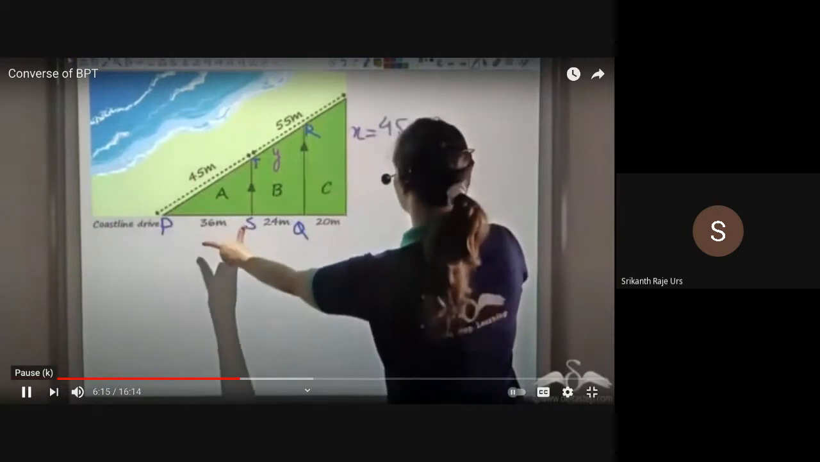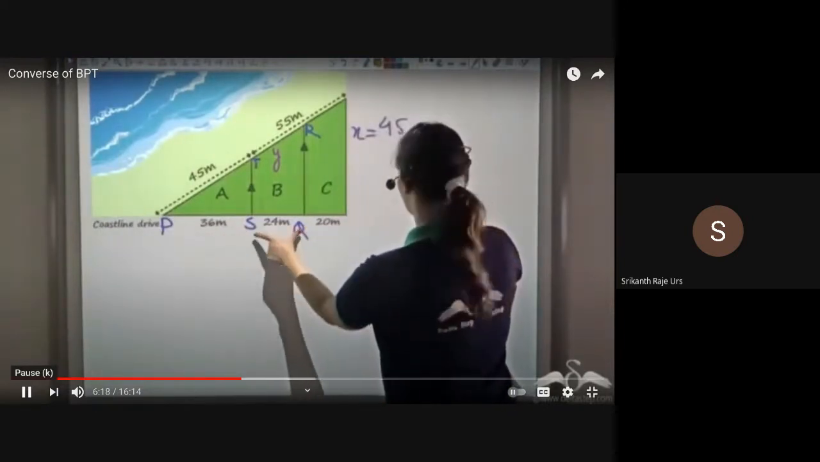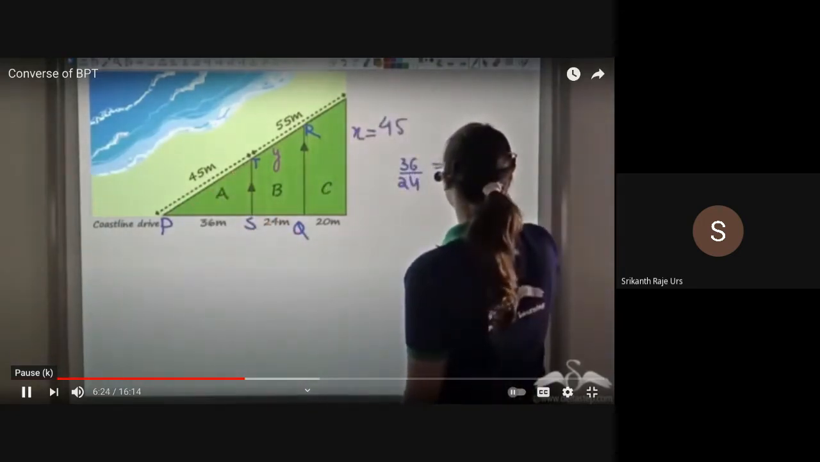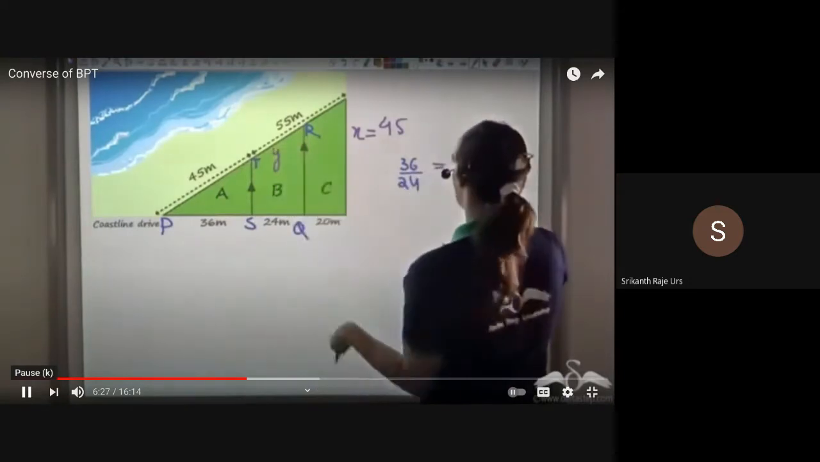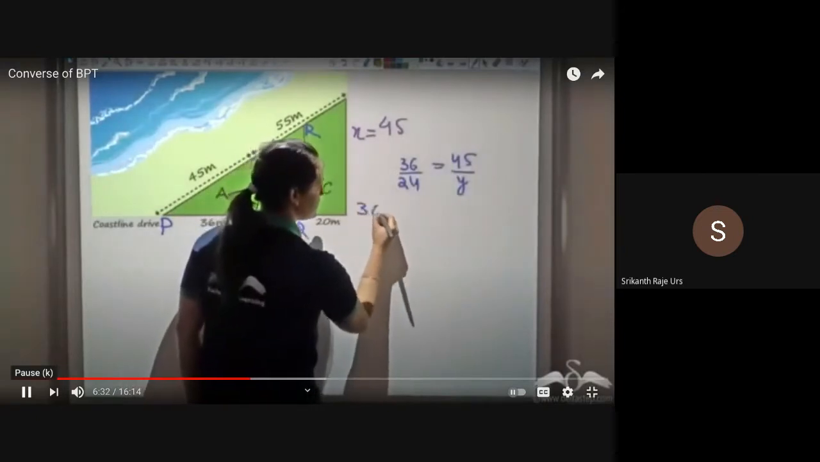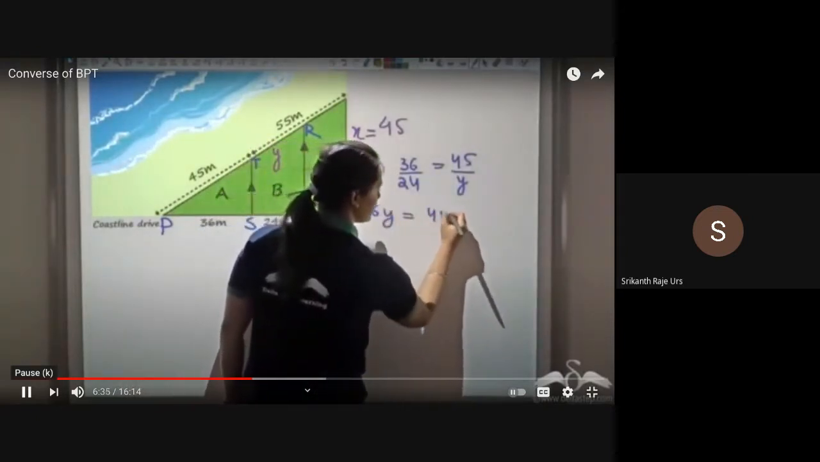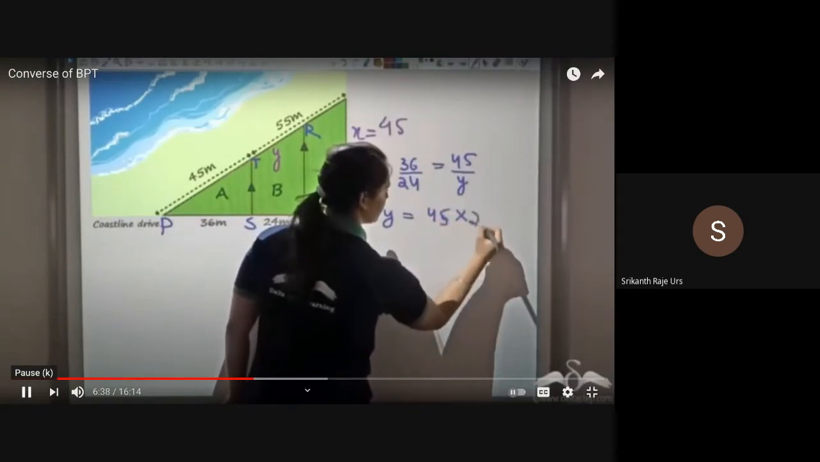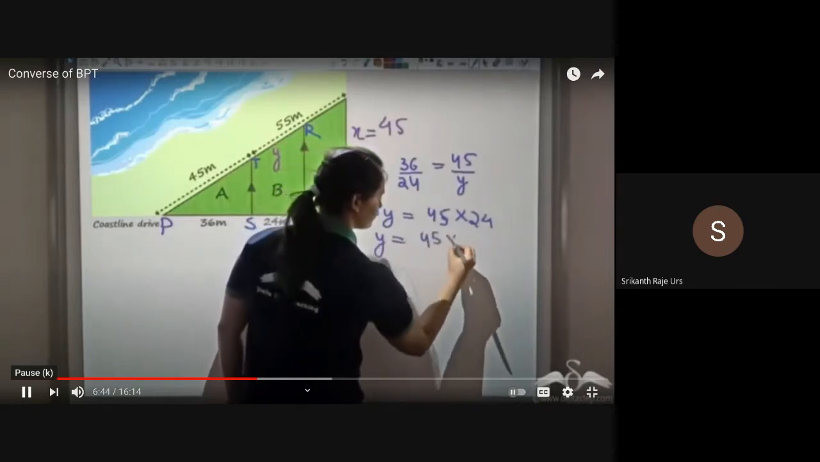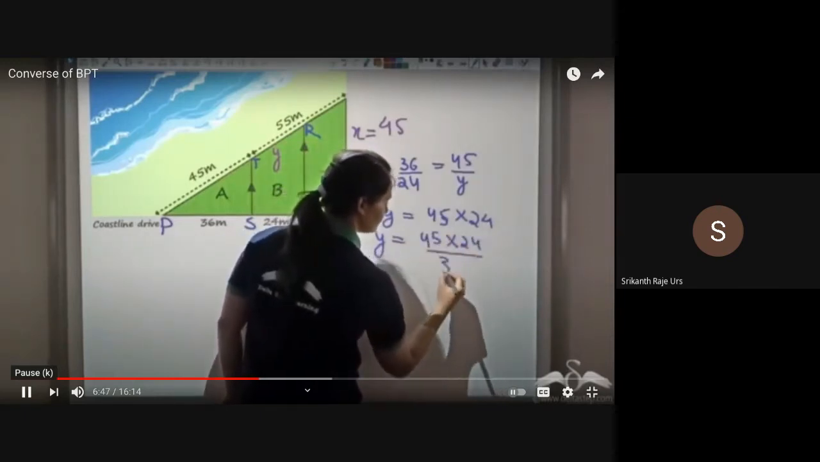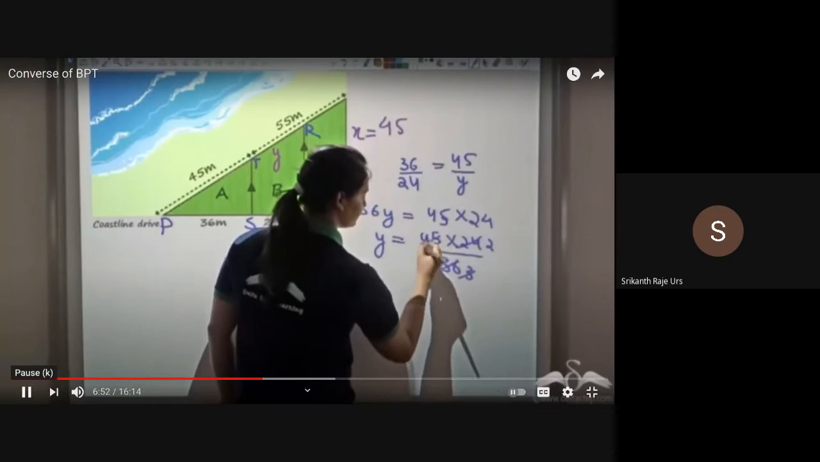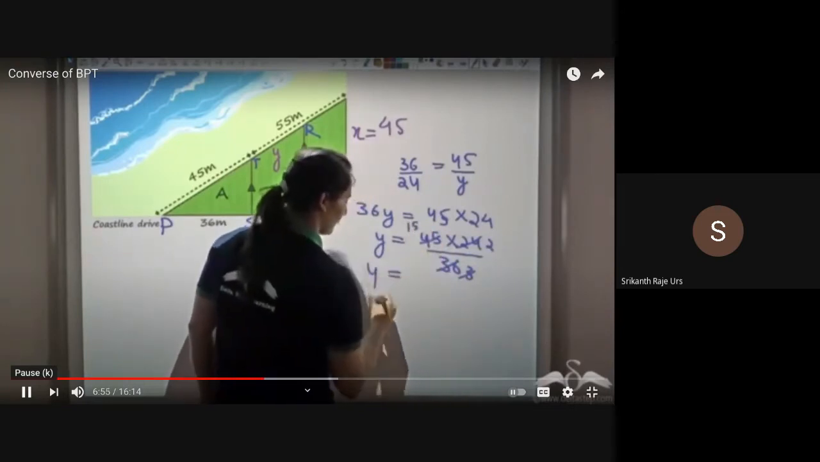So I can say 36 by 24 should be equal to 45 divided by Y. This distance is Y. So what do I get? From here I can say 36Y is 45 into 24, or I can say Y is 30.